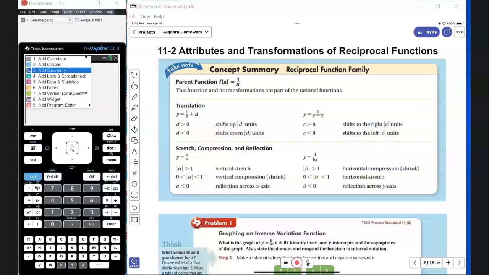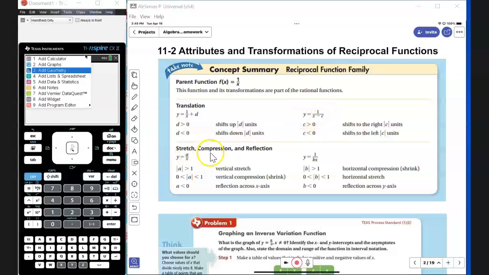The functions that we're working on today are reciprocal functions. These functions are over x. We have 1 over x plus d, and d is going to either shift it up or down. That's going to be the translation. Or you can have x minus c in the denominator, and that's either going to shift left or right.